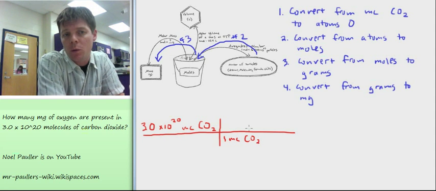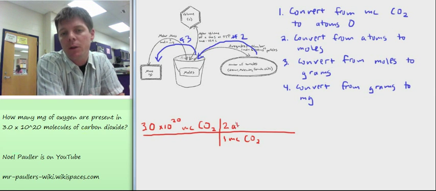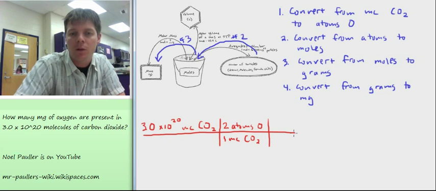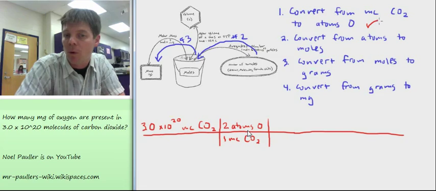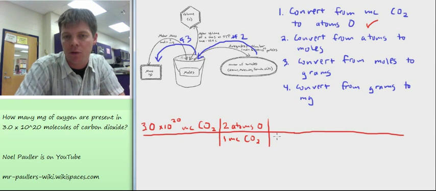We want to convert this to atoms of oxygen. In order to do this, we'll interpret the chemical formula CO2. In every one molecule of CO2, there are two atoms of oxygen present. So we can see that molecules of carbon dioxide would cancel here and here. If this was the only thing that we would do, we would calculate how many atoms of oxygen. We've now completed step number one in our strategy.